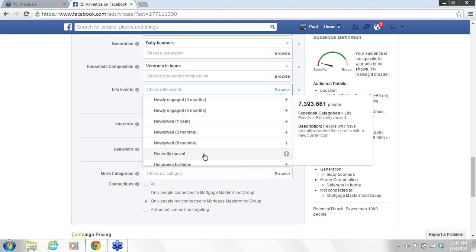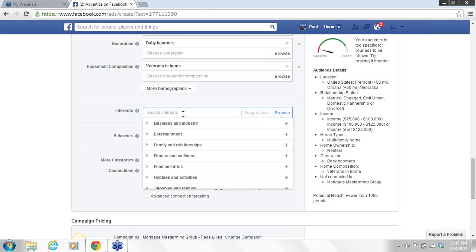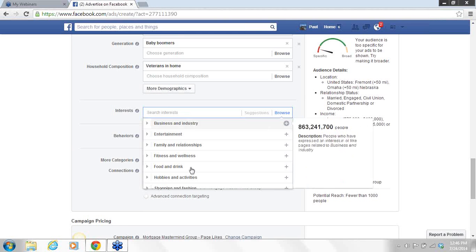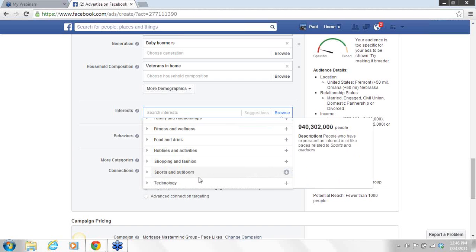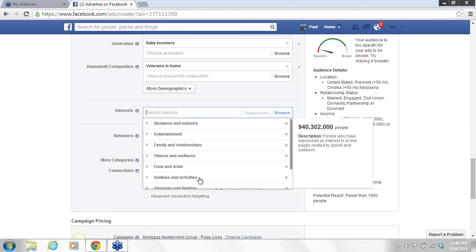Not quite sure how that would work for us in terms of targeting folks that would be interested in a mortgage. Perhaps down the line that would be somebody that I would maybe target with a renovation home loan or something like that. But the demographic is there for you under life events. Interests. You can talk about what they're interested in: business and industry, fitness, food and drink, hobbies and activities, shopping and fashion, technology. Not great stuff, but it's additional demographics that you can use.